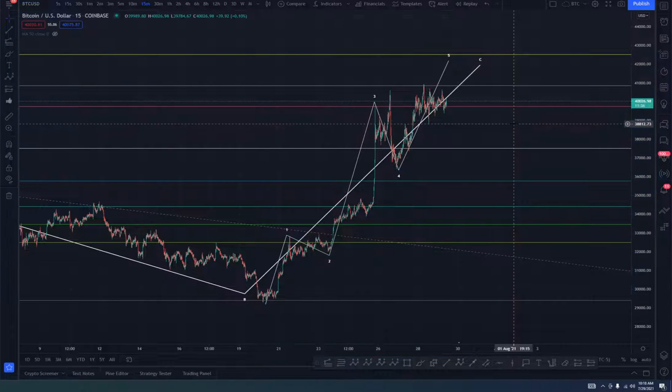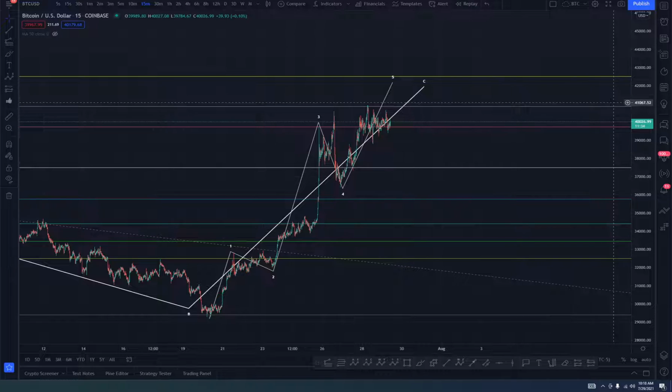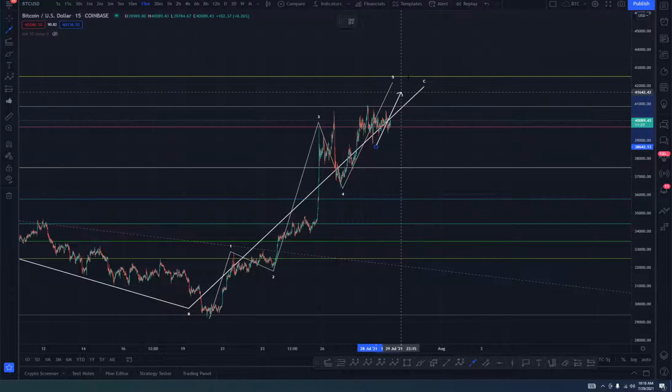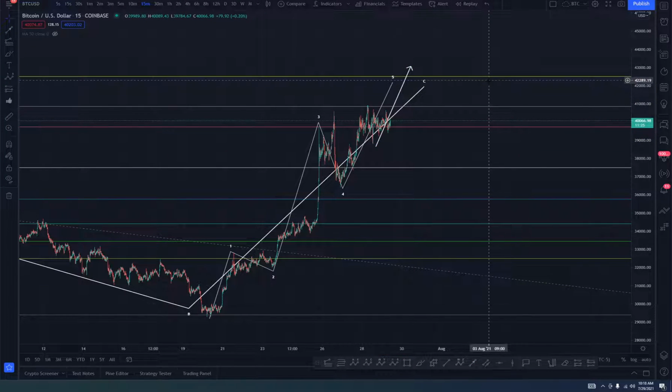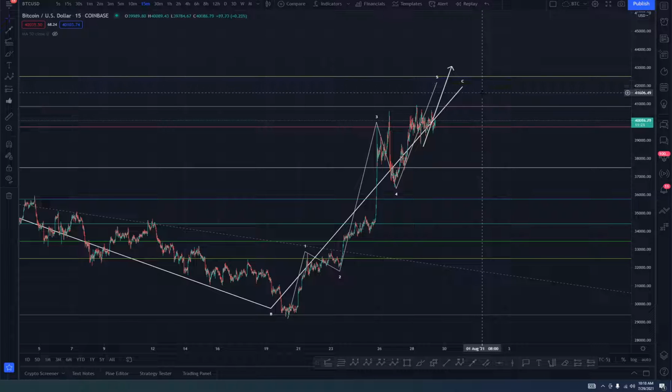That's my take on it for now. I've got another possibility with that, and before I get to the other possibility, the idea here is that we need the fifth wave of the fifth wave to finish. Okay, so that's something I'm watching.